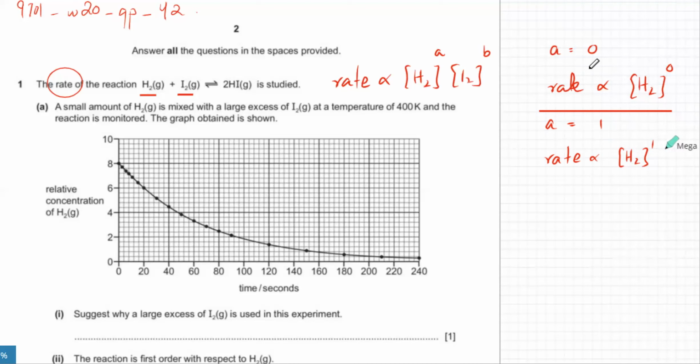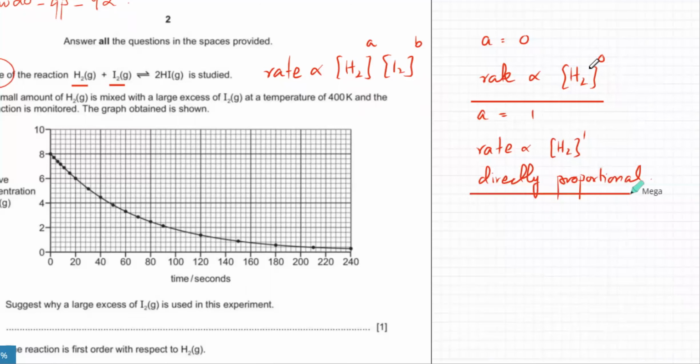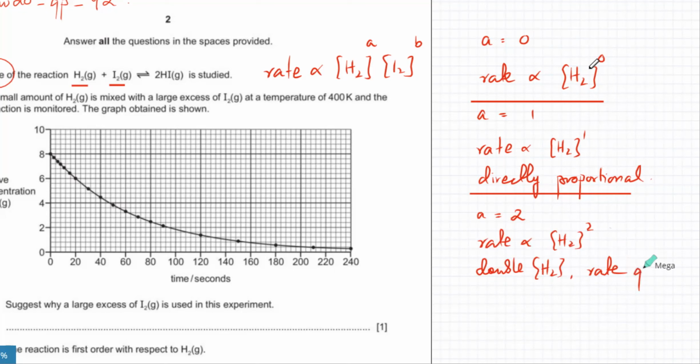And similarly, there is order 2, which means that the rate is very sensitive to the concentration of your reactant. If A is 2, if the order is 2, that means the rate depends on the concentration of the reactant, and the power is 2. That means if you double the concentration, the rate quadruples.